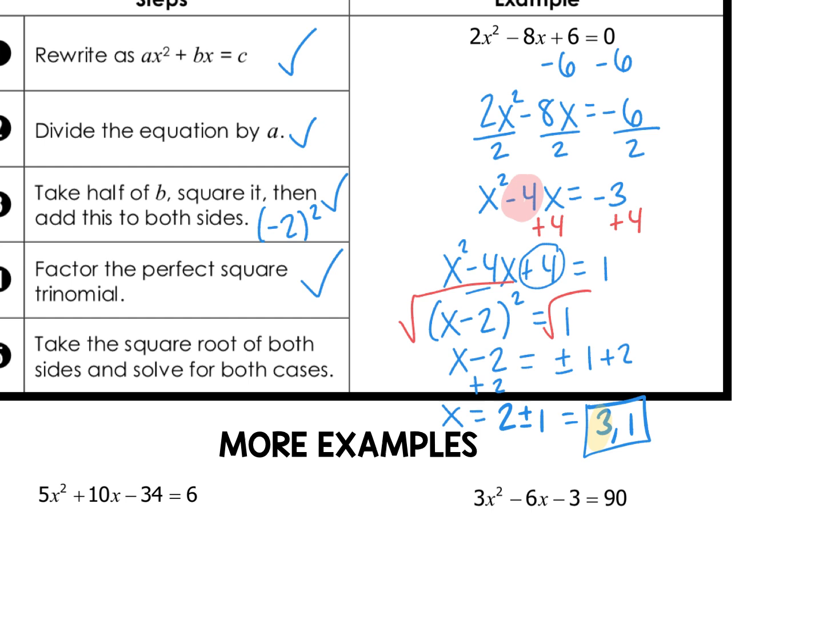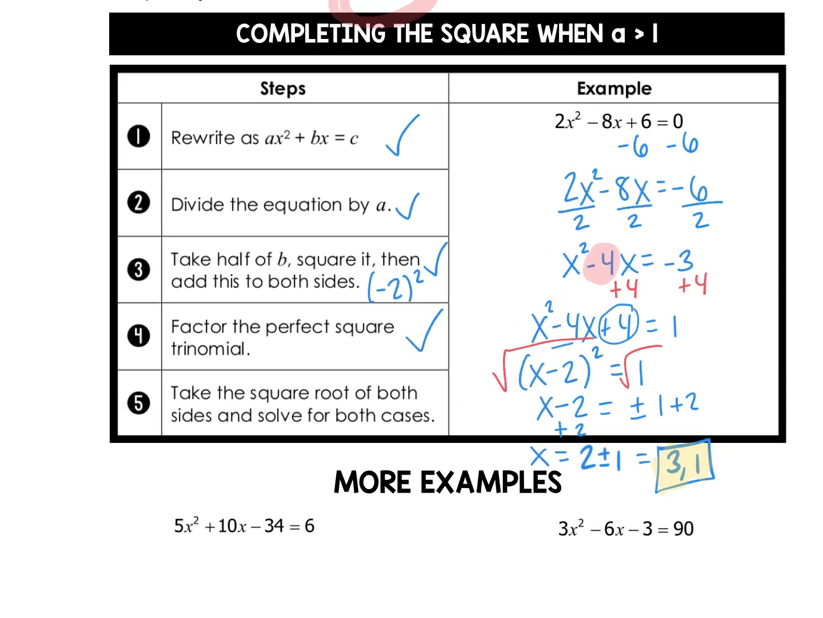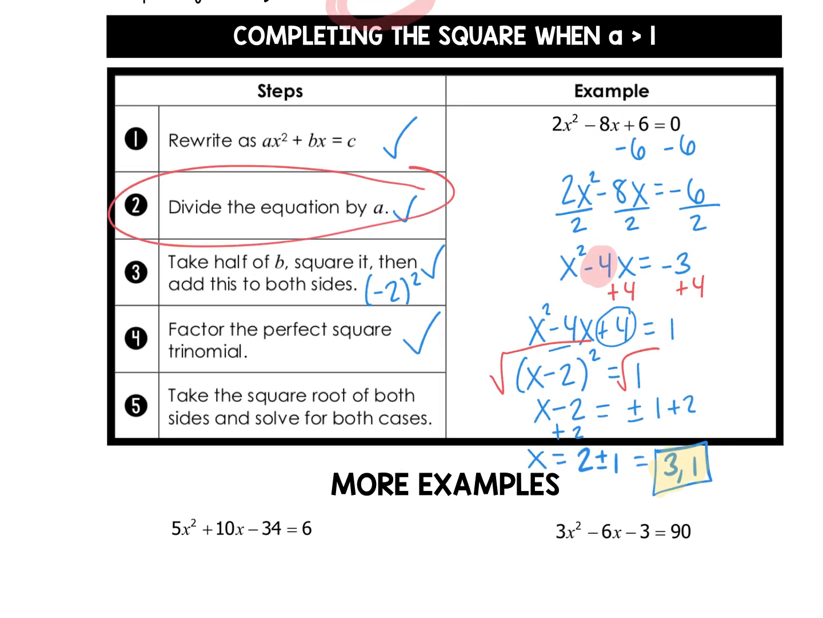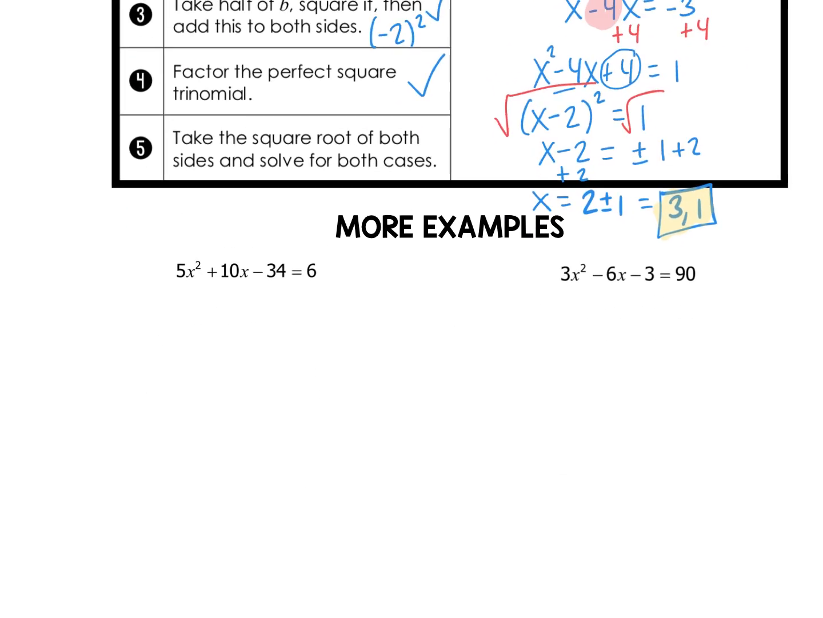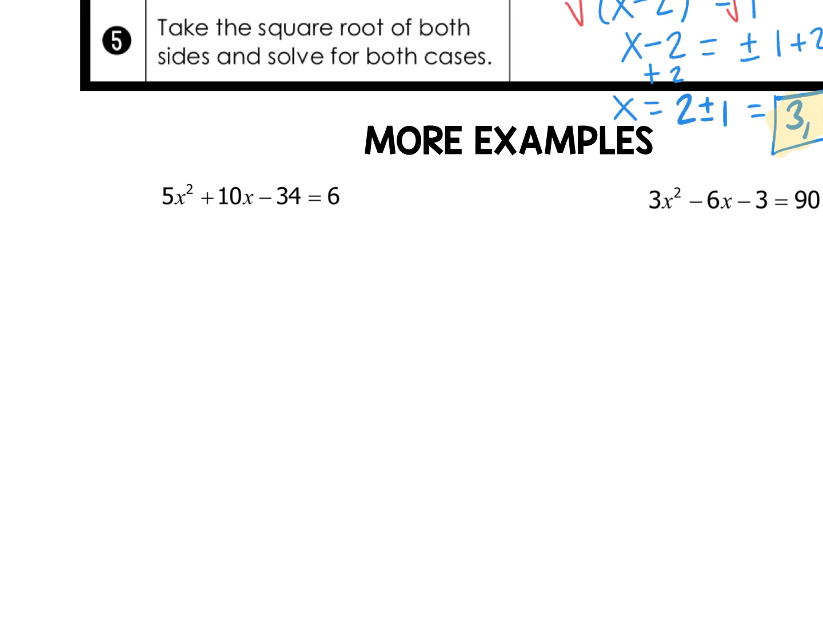So now we're just going to go through a few more examples of this. If you were here yesterday, this process should seem very familiar. The only difference is this step 2, which is divide by a. So on these examples, we're going to do the same thing we did before. So I'll probably do it a little bit faster.